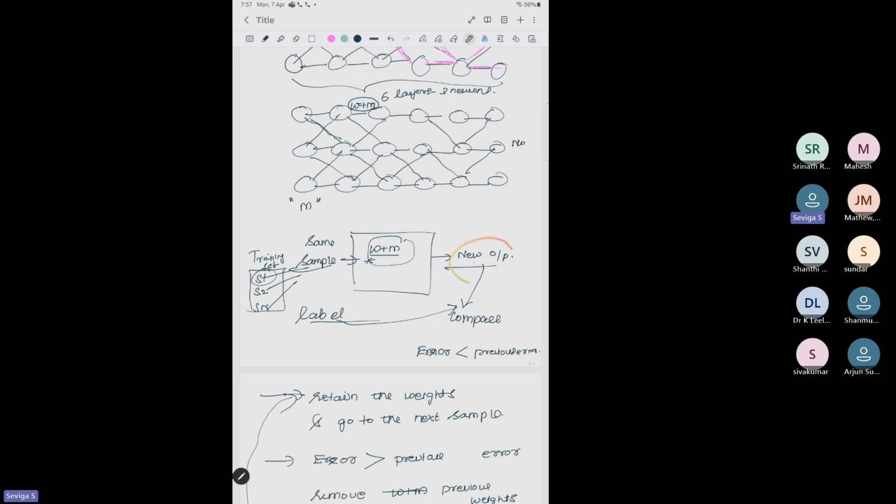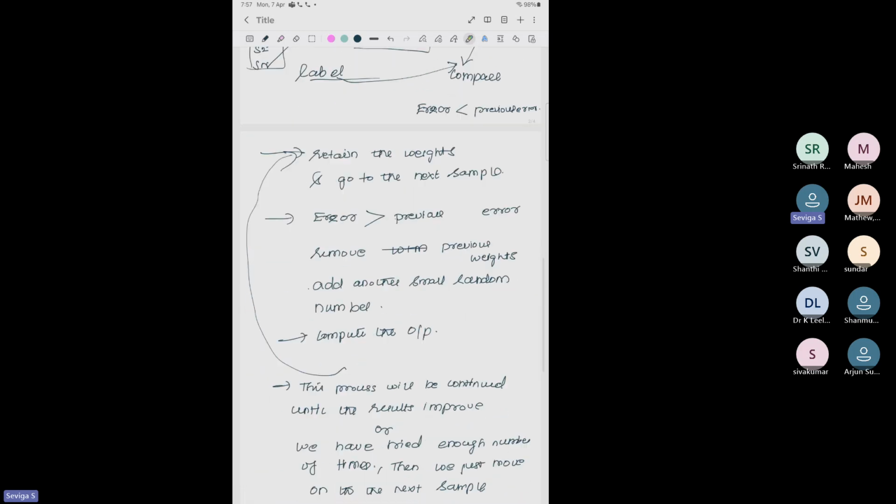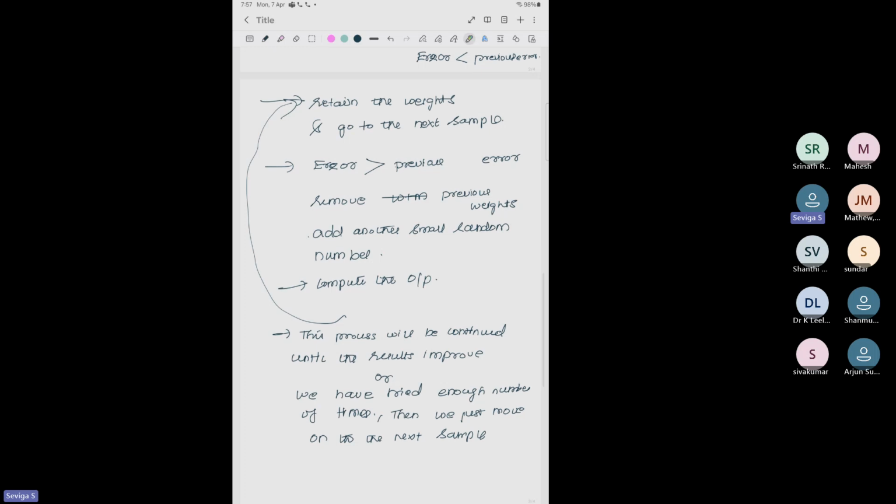And then again, we will check for the same sample. Again, we will check the output with its label, whether it is matching or not matching. If it is matching, we will go to the next sample. If it is not matching, what we will do, we will undo these weights. We will remove the added weight and add some other random number to it. So this is the process it will go through. But this is not a fast process. It is a very slow process.